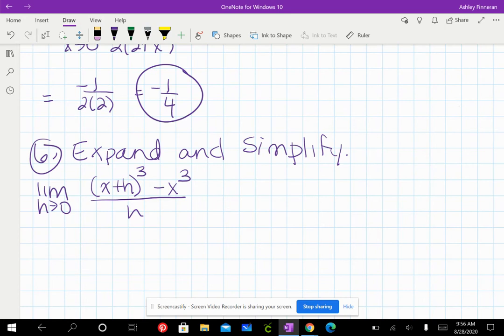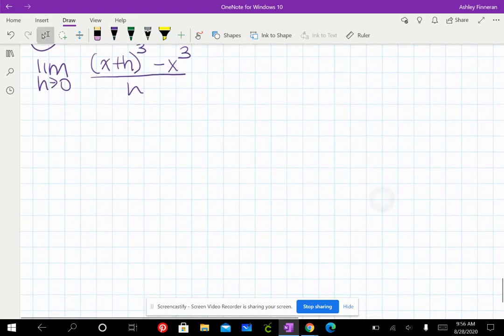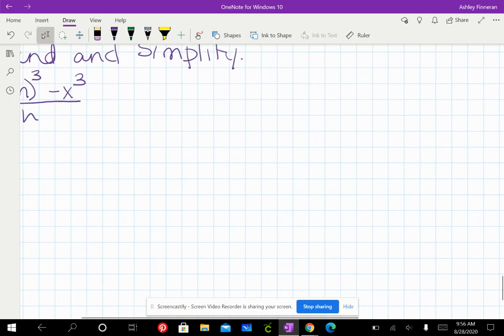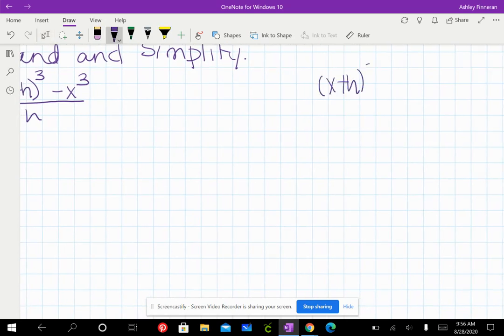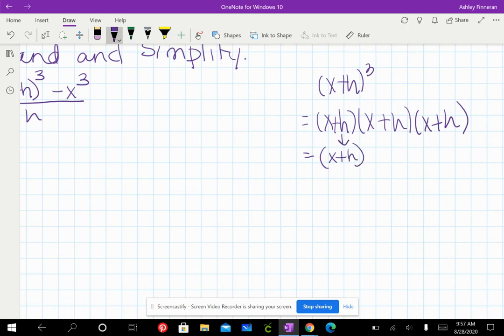But moving on from there, what I want to do next is expand x plus h cubed. So I'm going to do some side work with that. So let's see if it will let me move it over. There we go. So x plus h cubed means I am multiplying x plus h times x plus h times x plus h. Let's multiply two things together at once. So I'm just going to bring that down. And then x plus h times x plus h is x squared plus 2xh plus h squared.